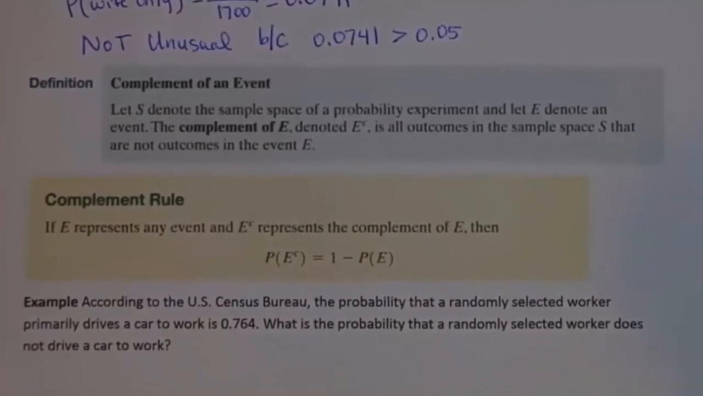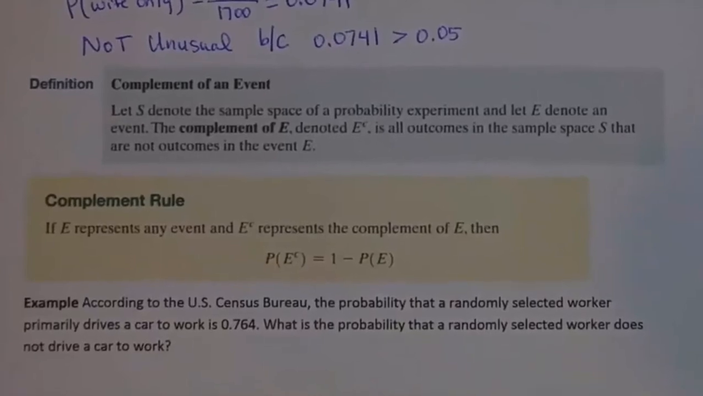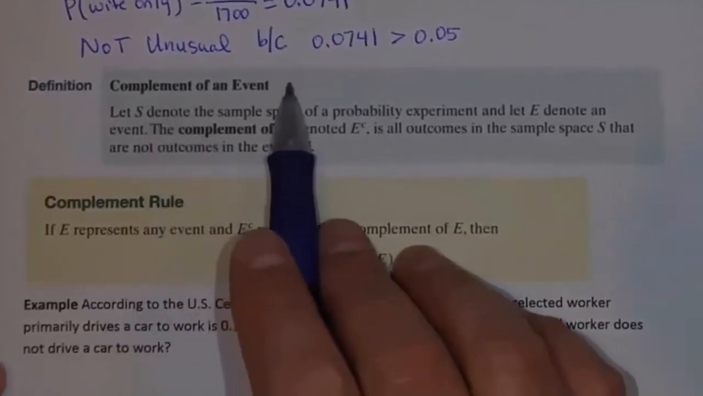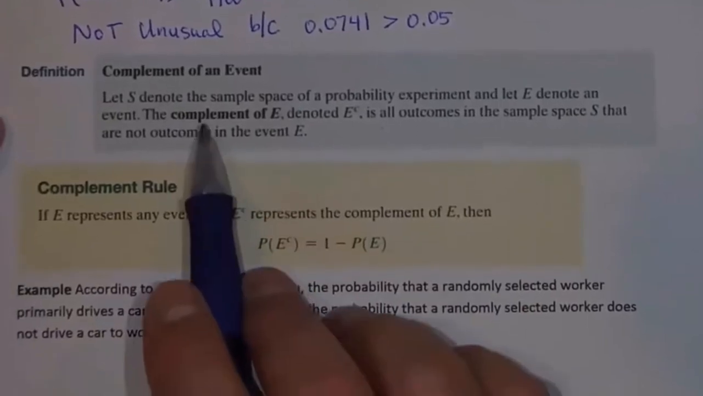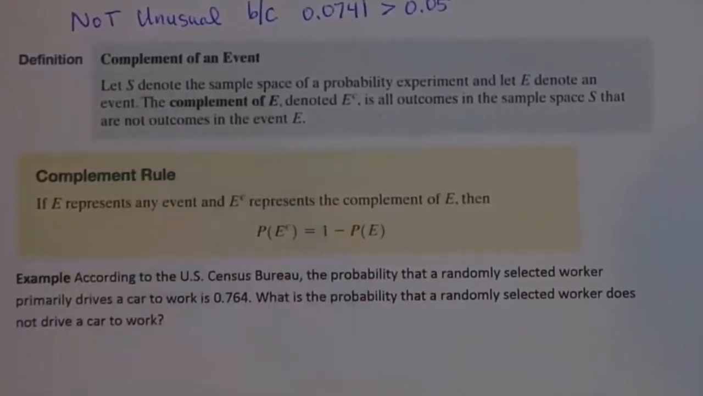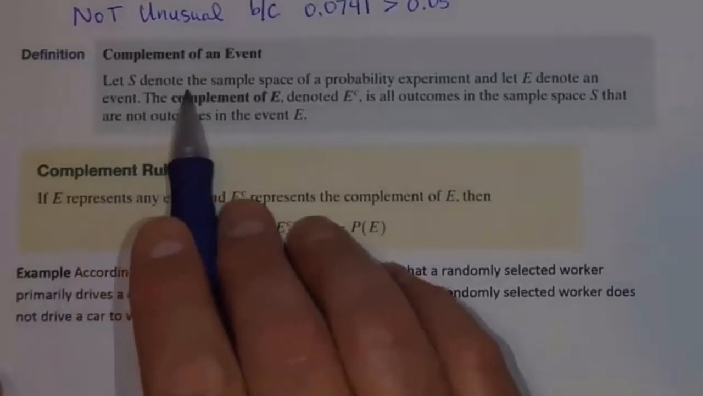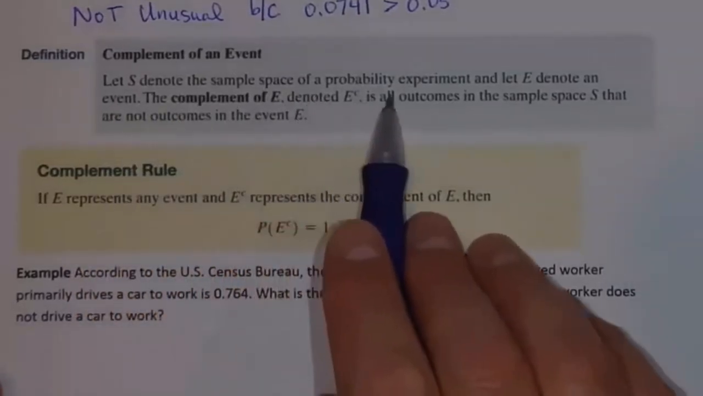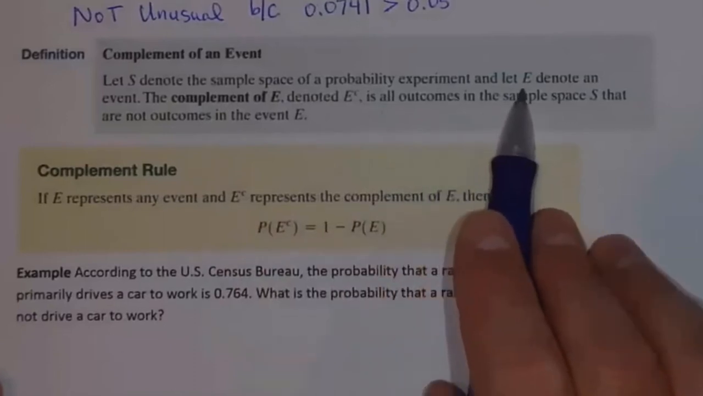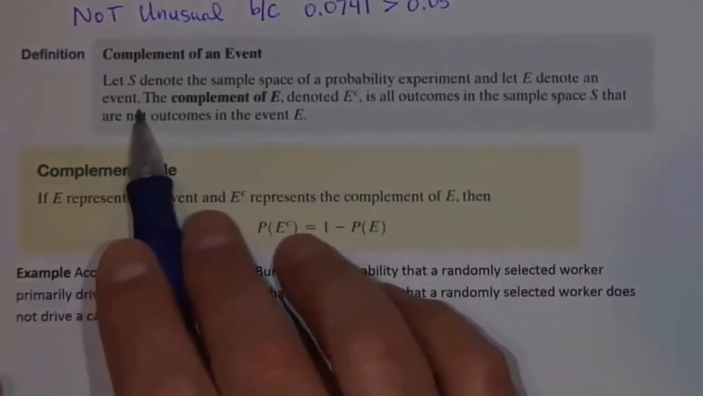The only other concept that is in section 5.2 is the concept of complement. The complement of an event. Now, I'm going to give you this formal definition, but it really isn't maybe as complicated as this definition might make it seem. Let S denote the sample space of a probability experiment, and let E denote an event.